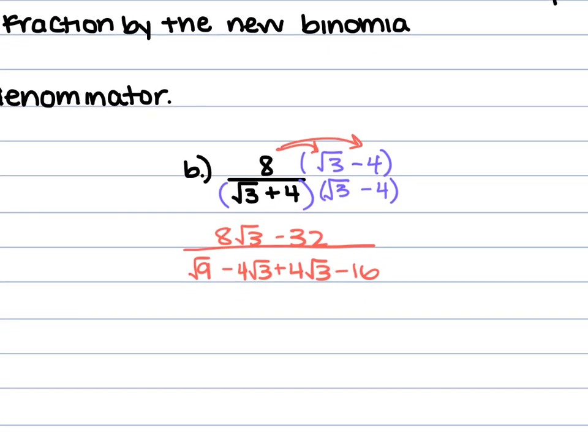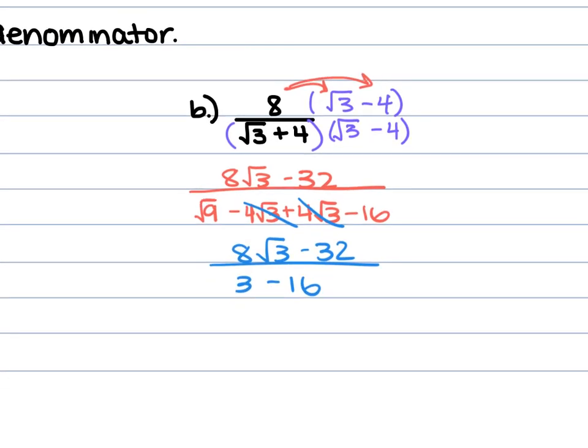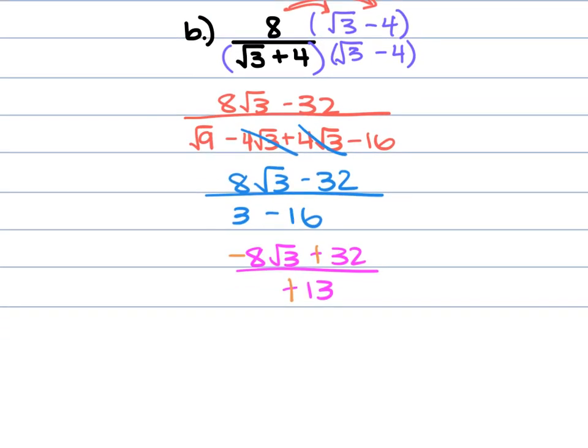Simplify what you can. You have 8 square root 3 minus 32 over 3. Those 4 square root 3s cancel. Minus 16. 3 minus 16 is negative 13. So this is 8 square root 3 minus 32 all over negative 13. Again, you cannot have a negative in the denominator, so turn it into a positive. Change the signs on top. This is giving us 8 square root 3 plus 32 all over 13.